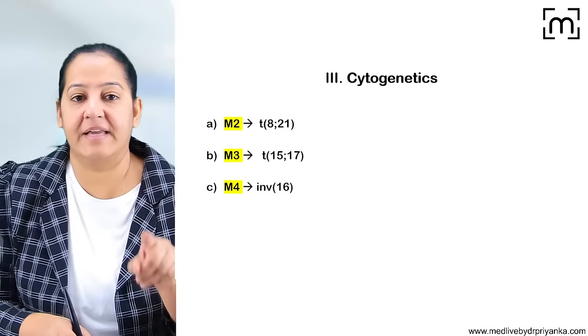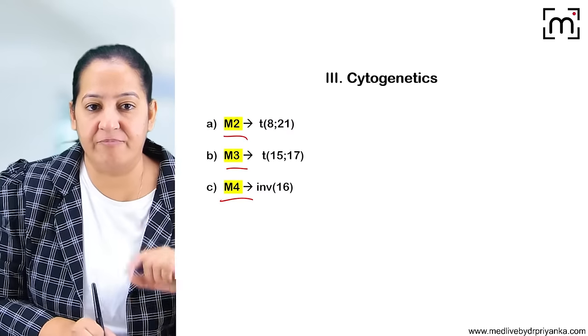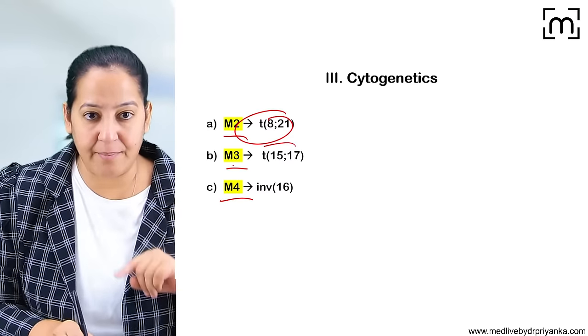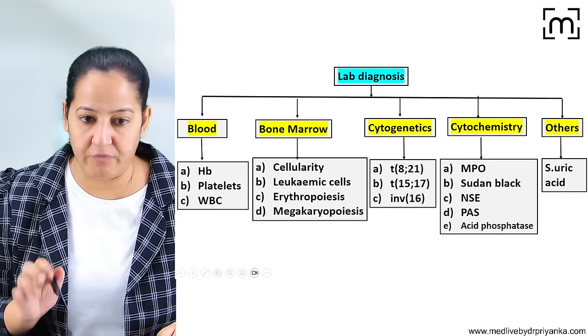Okay. So please learn that in M2, in M3 and in M4. So in M2, it's 8;21. In M3, it's 15;17. In M4, it's inversion 16, on which you get the question.